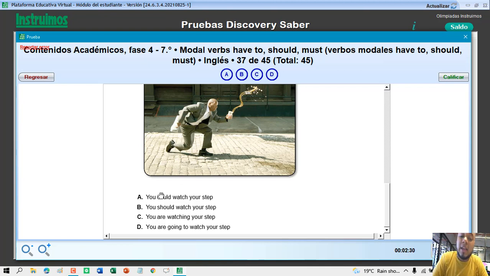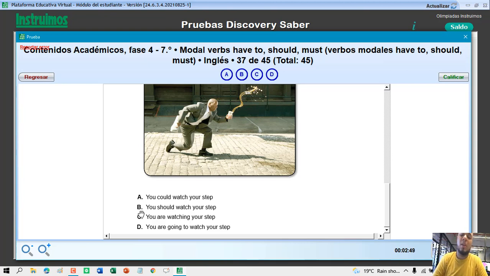So in the first one it says, you could watch your step. Podrías mirar mejor tus pasos, ¿ya? Or the second one, you should watch your step.